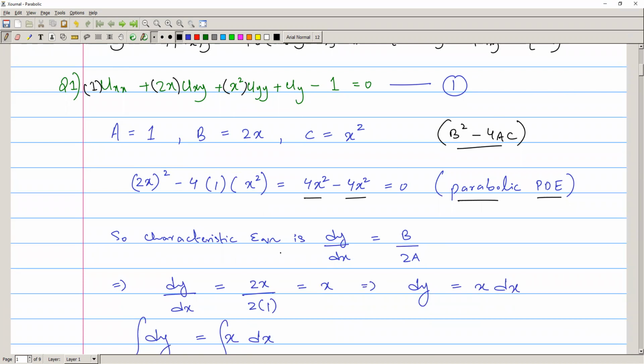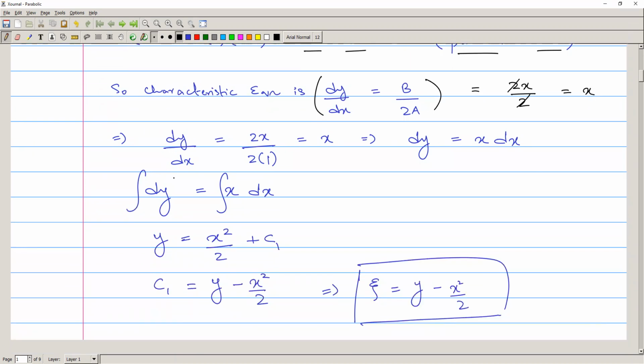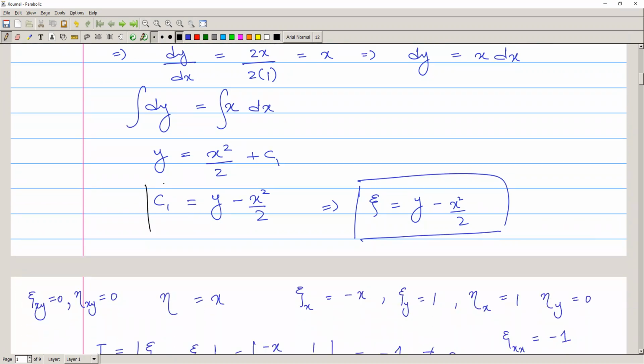Then we have the characteristic equation, which we talked about earlier, that is dy over dx is equal to b over 2a, which will be equal to 2x over 2, right? Because b is 2x and a is 1. So this will cancel out, and we will be left with only x. So dy by dx is equal to x, and this is a separable ODE, so we can integrate it. We integrate dy equals x dx, and after applying the integration, we get c1 is equal to y minus x squared over 2, right?